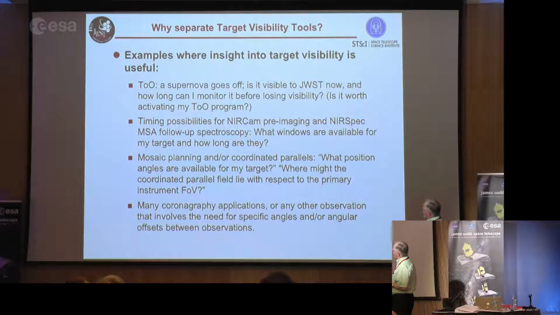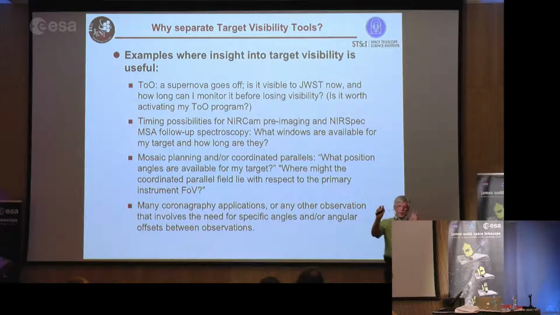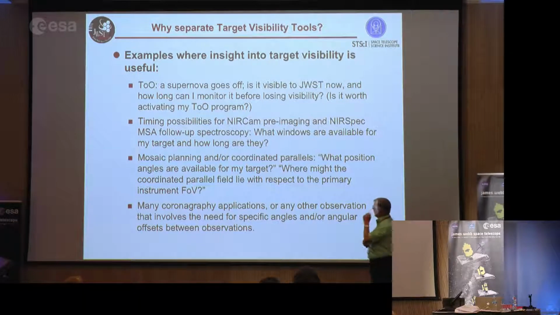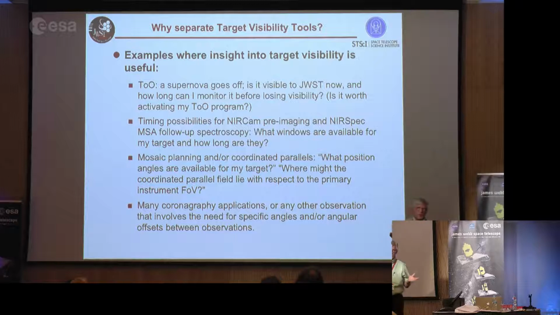For mosaic planning or coordinated parallels, let's say you want MIRI and NIRCam imaging, and you mosaic a piece of the sky, and you do this trick that they do with Hubble where you come back roughly 6 months later, and the fields of view have switched around so that you can then do the other patch of sky with the other instrument, that kind of thing. Do you have visibility 6 months apart that you can do that, or is the angle right and so forth? You can check out that kind of thing in an overview mode and see how much flexibility you have for the planning.